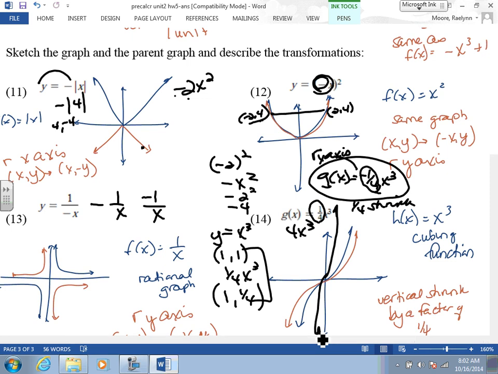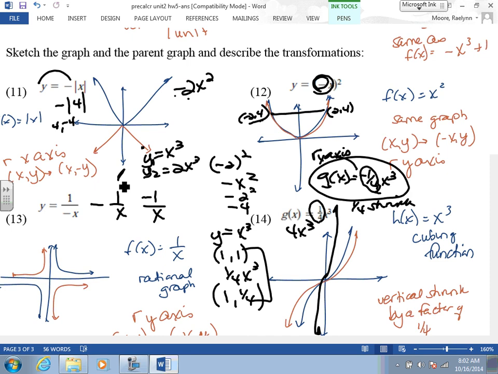And you can always put these in your calculator. A nice way to do this is put your parent graph in your y1, then in your y2, put your new graph, and make this dark. So you'll see your parent graph go through, and then you'll see your transformed graph go through.